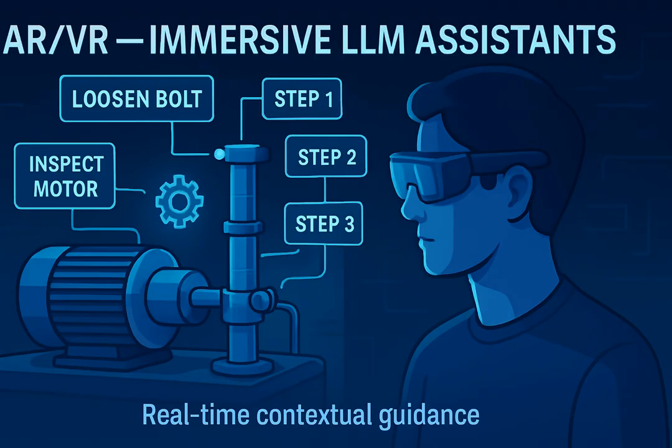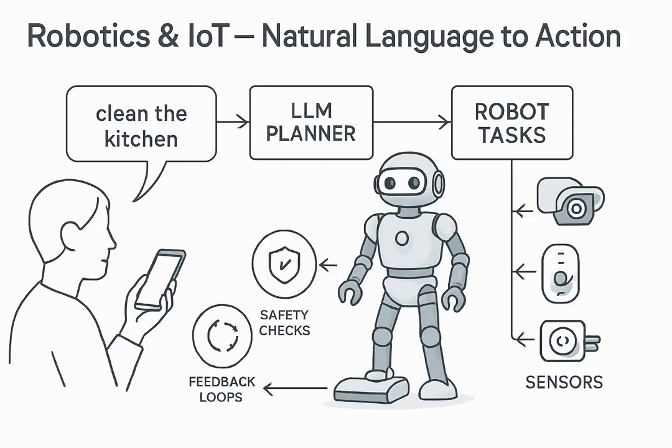Example: in a maintenance use case, point AR glasses at a machine and the LLM visual assistant highlights components and narrates repair steps. Robotics and IoT. LLMs act as high-level planners and natural language bridges. They translate human intent into sequences of robot tasks, coordinate multiple devices, and explain why a robot chose a path.